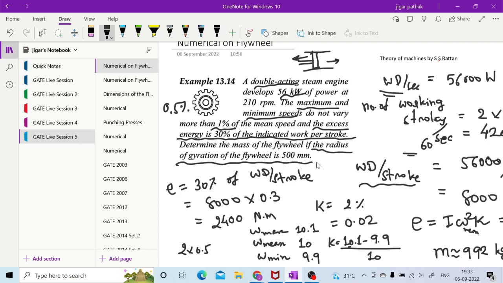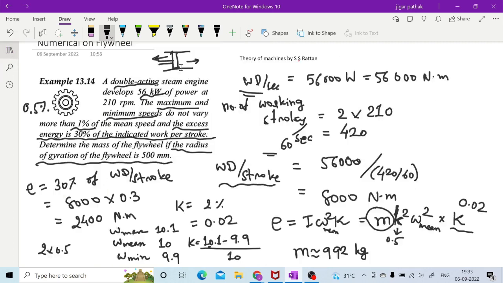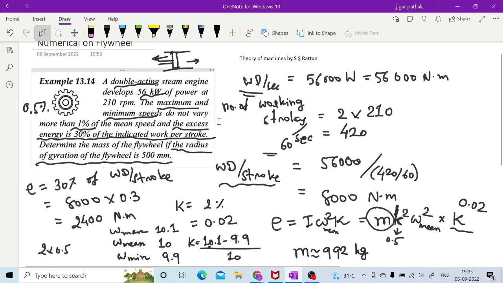Okay. Sir, will you please explain once again the upper solution of this question? Sorry. Work done per second, number of working strokes. So work done per second is given here, right? Power is nothing but work done per second, 56,000 watt, whatever is there, that is work done per second, 56,000, right? Now power is what, rate of work done, right? Yes or no?